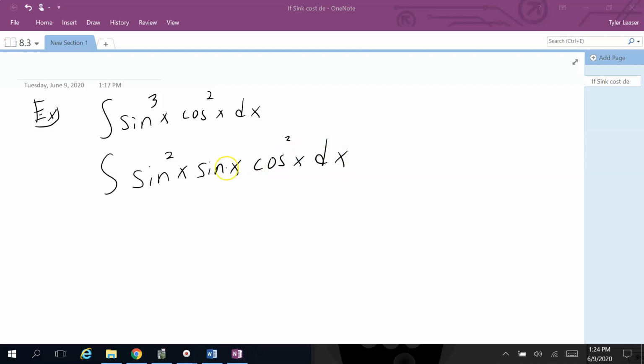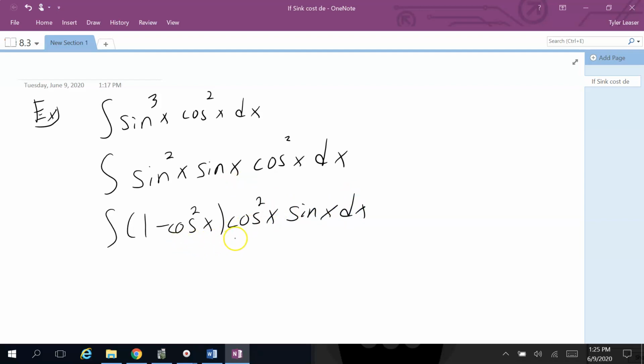Then, whenever you have that single one that you pulled out, you're going to pair that with the dx, and then rewrite everything else in terms of cosines. So this sine squared, I'm going to rewrite using the Pythagorean identity as 1 minus cosine squared. This cosine squared I'm just going to move over, and then the sine x dx I'm going to put on the end, because that's going to be my substitution. You can distribute the cosine squared into there if you really wanted to. It doesn't really matter.